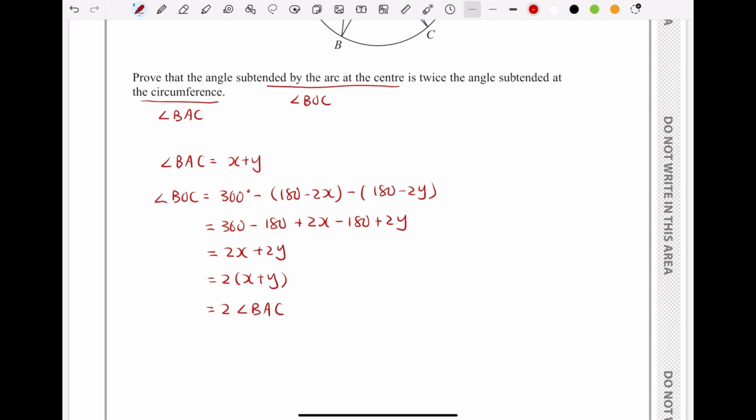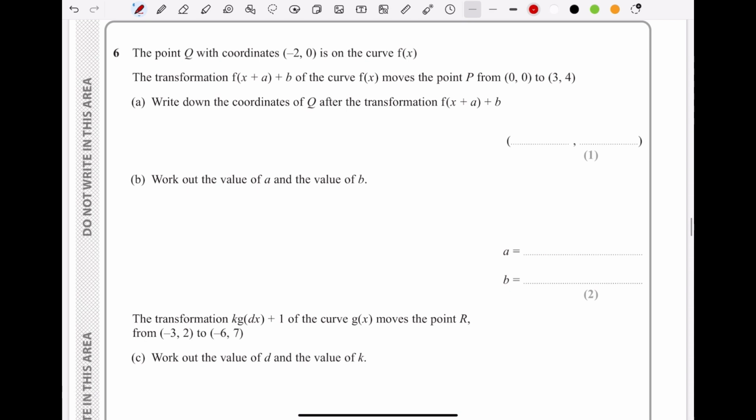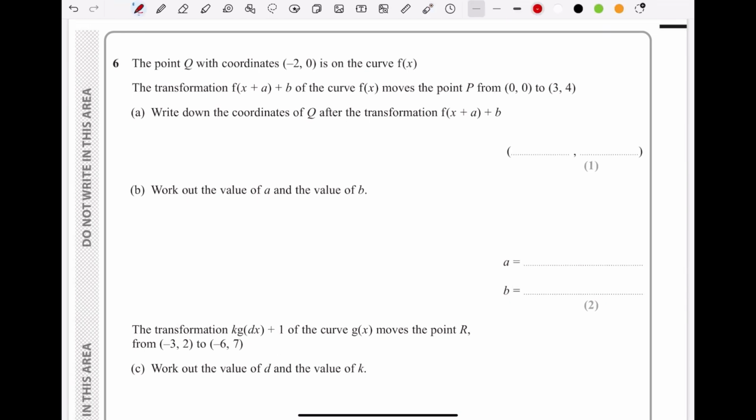Okay, now moving on to question 6. We are told that the point Q has coordinates (-2, 0), and this point is on the curve f(x).